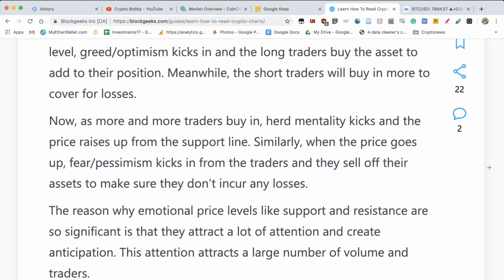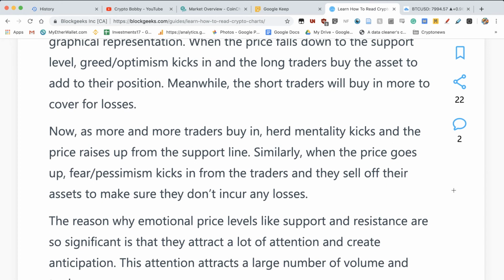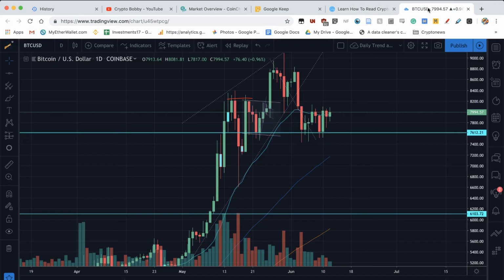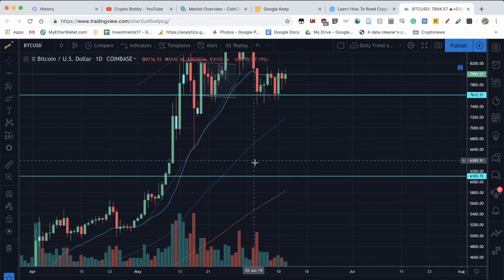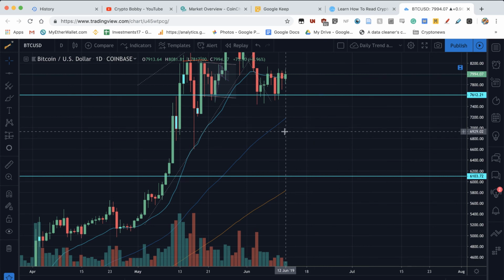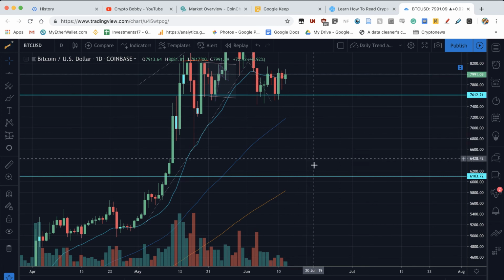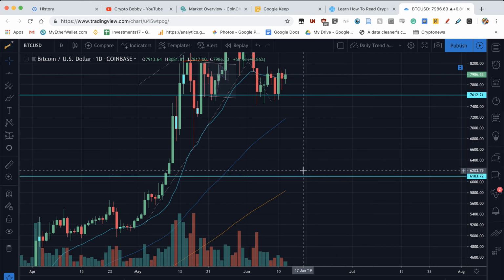So the reason why emotional price levels like support and resistance are so significant is that they attract a lot of attention and create anticipation, and this attention attracts a large number of volume and traders. So what can also happen is if there's a very strong support here, for example the 6,100 US dollar level, and the price starts falling, many people don't want to start buying here because they expect the price to fall down to the 6,100 US dollar level. So they'll be putting their buy targets around this area.